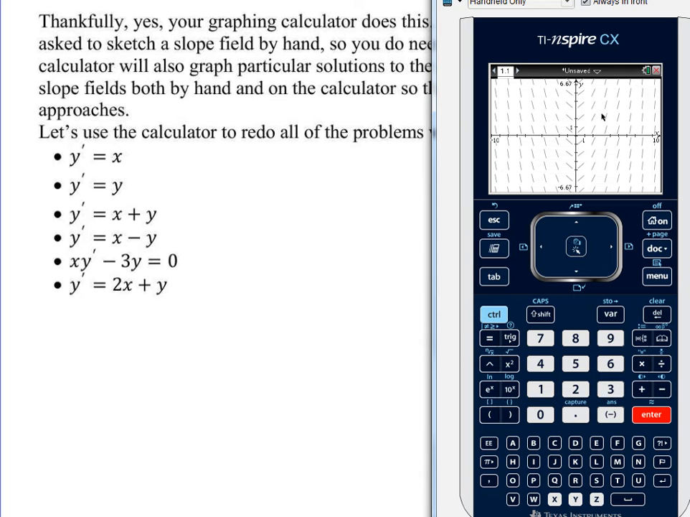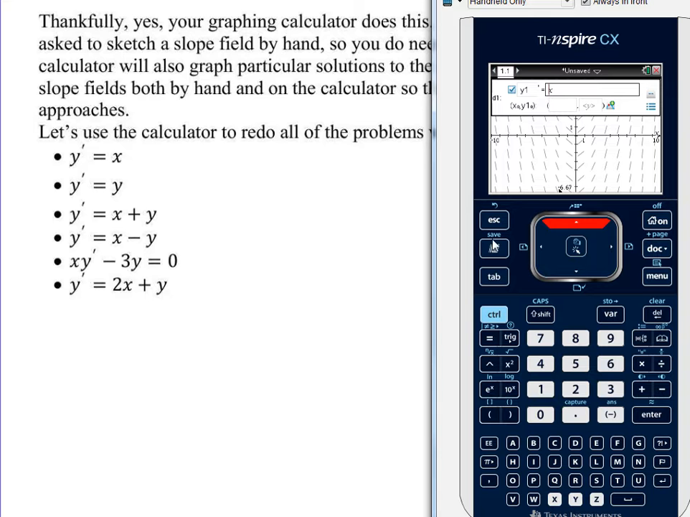Now, you can also change the settings. You can change the density of the tick marks. You can also change, I think, the length of the tick marks and how many they will show. The default on these calculators is usually pretty good, so we're just going to let that be. Now, if you want to put a particular solution on here, then press the tab button. That will bring your window back up, and you're going to want to press up to get back to y1.